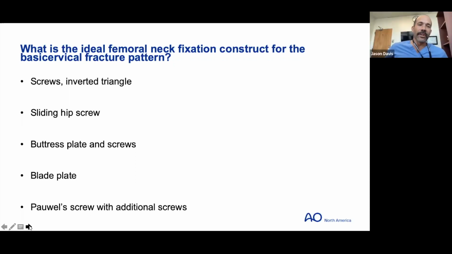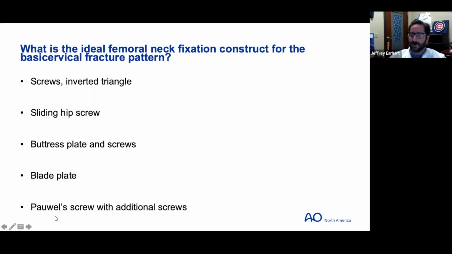Yeah, I think a fixed angle construct is nice, particularly as you get more basicervical and particularly extracapsular. Absolutely. Yeah, but I like screws though. I'm a big screw fan. I think Scalero has a great biomechanical study recently where the screws actually outperformed the sliding hip screw. So, yeah. Jeff?